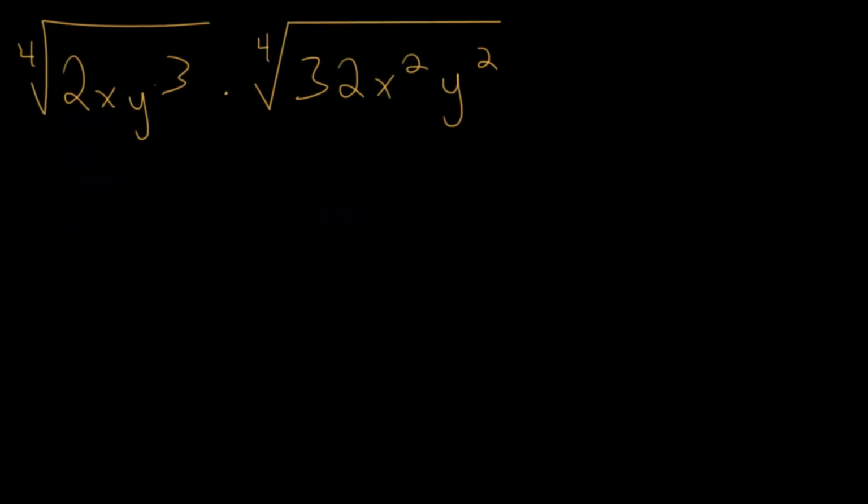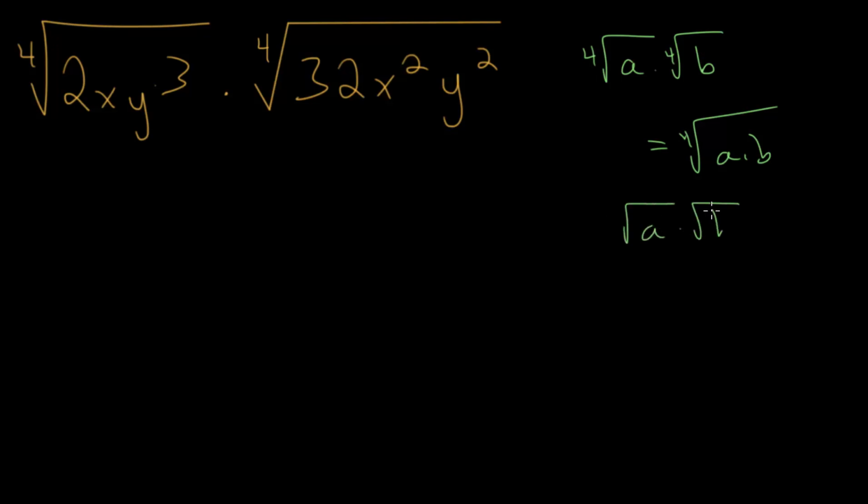And when dealing with fourth roots or products of fourth roots, there are a couple important facts to remember. One is that if we have a product of fourth roots, we can combine these into one fourth root. This is similar to square roots. If we have root a times root b, you can rewrite this as a product underneath the square root of a times b. And it works the same way for any integer power root.